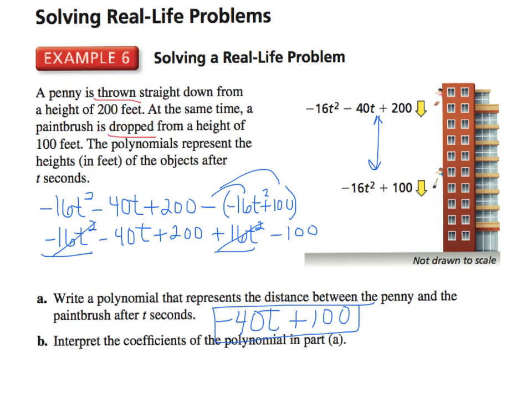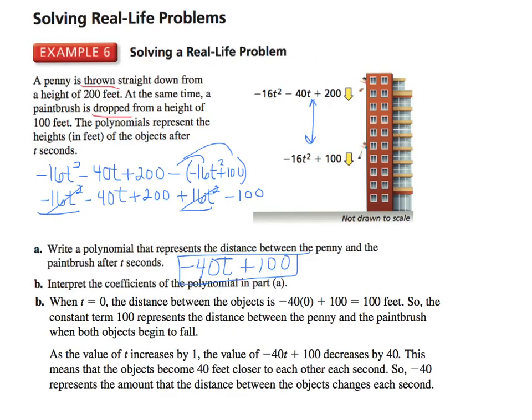So what does that mean? It means what does the negative 40 stand for, and what does the 100 stand for? Here's what it means. There's a lot here. When t is 0, this is important. When t is 0, the paintbrush is 100 feet. So when t is 0, the penny is 200 feet.